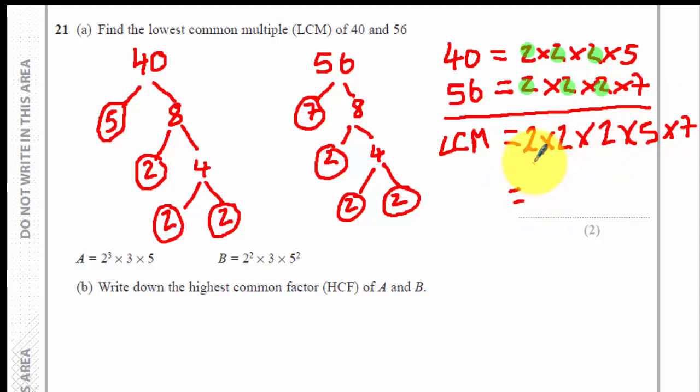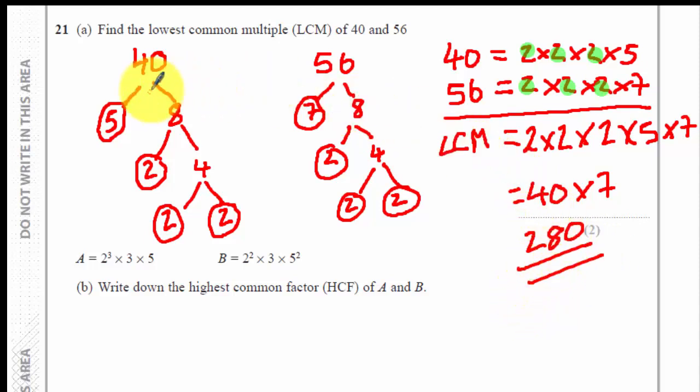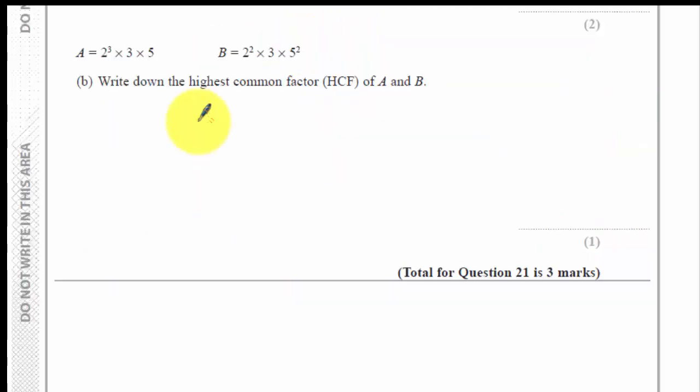And if we do that sum, don't forget you've got a calculator. 2 times 2 is 4, times 2 is 8, 8 5s are 40, times 7 gives you 280. So 280 is the first number that 40 and 56 both go into.